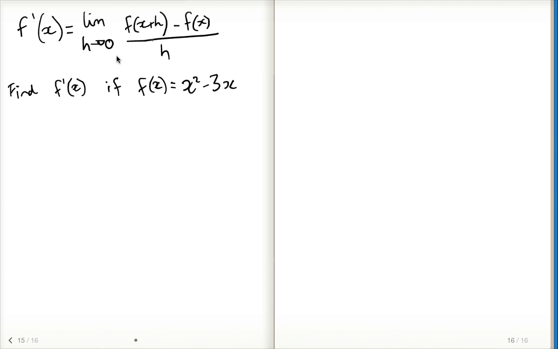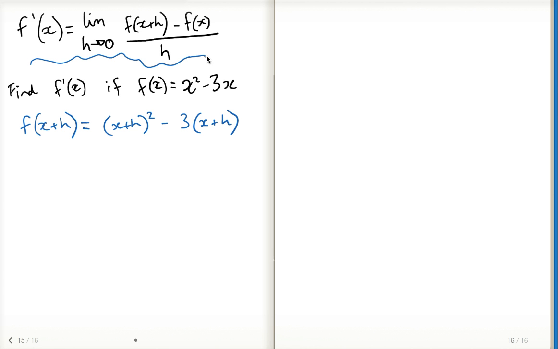In order to use this function, first thing I like to do is write down what is f of x plus h. Well, if this is f of x here, then every time I see an x, I want to change that x for x plus h. So I end up with x plus h all squared minus 3 times x plus h. Okay, now I've got that, I can use this formula here.